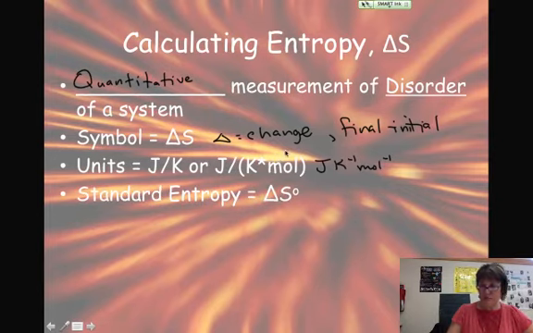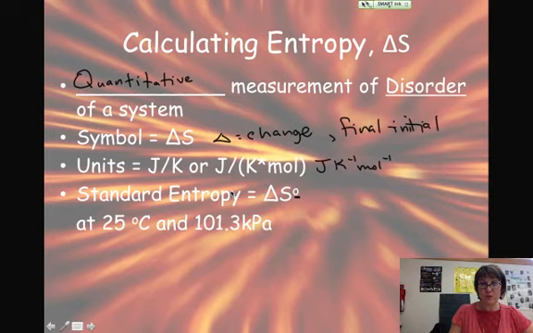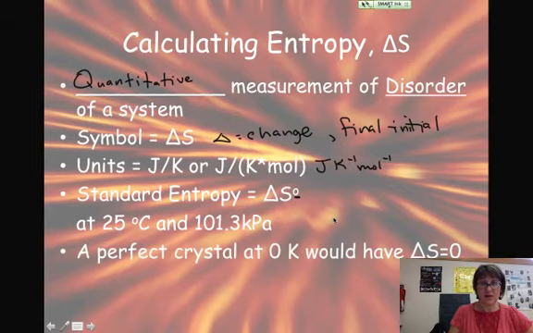Standard entropy is signified by the delta S with a little circle here, like a degree sign. Standard entropy means we're measuring the entropy change at standard conditions for thermodynamics, which is 25 degrees Celsius and a pressure of 1 atmosphere, or in metrics, 101.3 kPa, kilopascals.